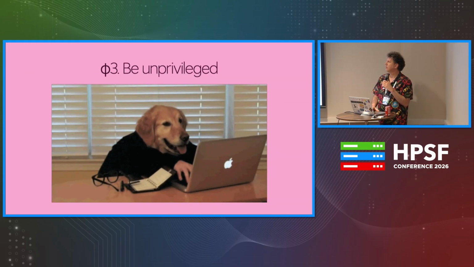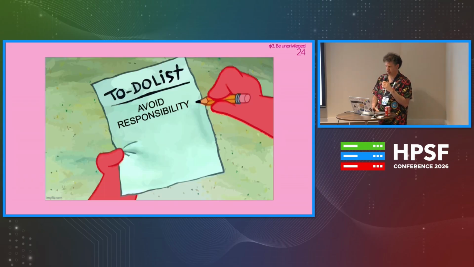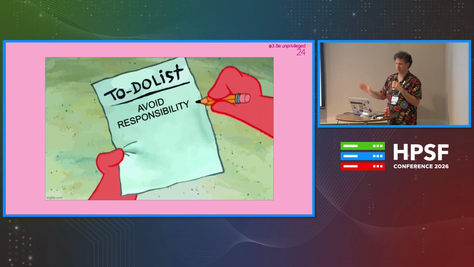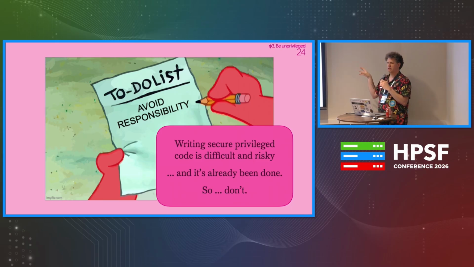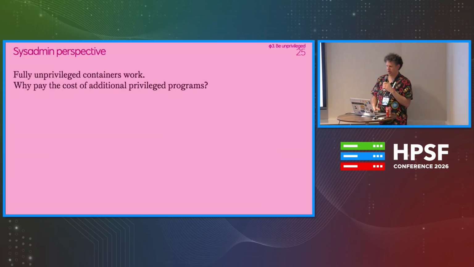Be unprivileged. Okay, I like this to-do list. I wish I could use it every day. Avoid responsibility, right? So a somewhat less facetious way to pose that might be that writing secure code is hard and it's risky, right? But other people have already done it, and they're probably smarter than me, so we don't have to also do it, right? In particular, there's a lot of really smart eyes on the Linux kernel in keeping things secure. So you could go to the system admin perspective for that type of thing.